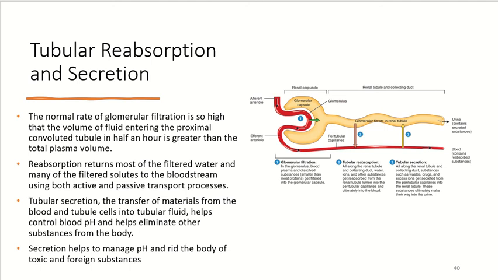Tubular secretion is going to be the transfer of materials from the blood and tubule cells into the tubular fluid, and this is going to help to control blood pH, and it's also really important in eliminating other substances from the body. So secretion is going to help to manage pH, and it's going to rid the body of various toxins and foreign substances that need to be cleared out. So that's our reabsorption and secretion. Those are our second two steps in the formation of urine.